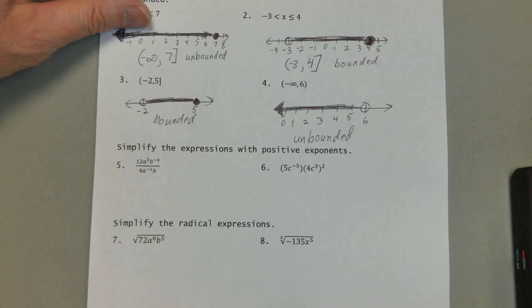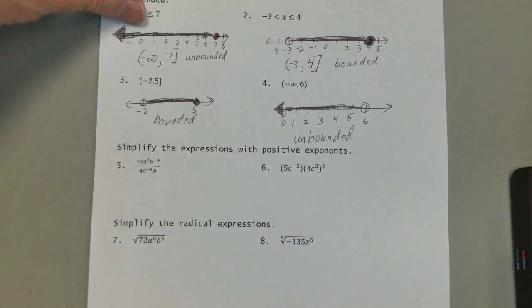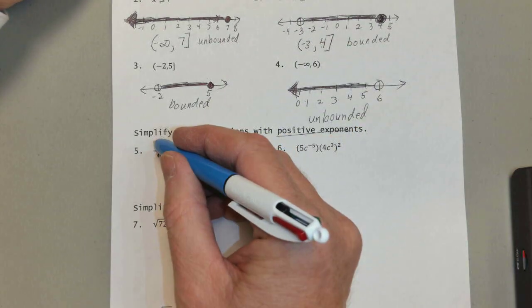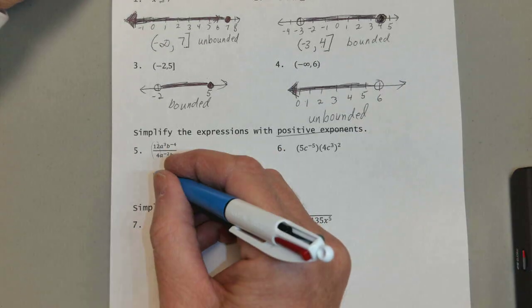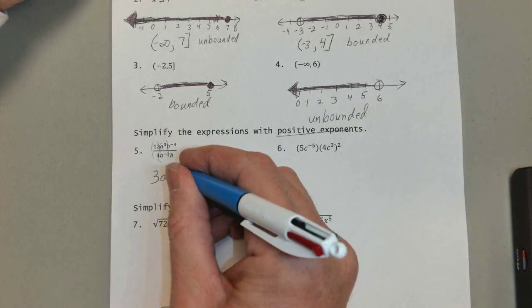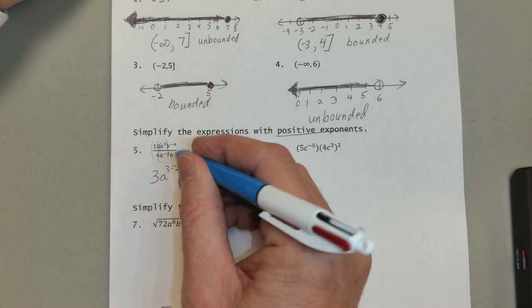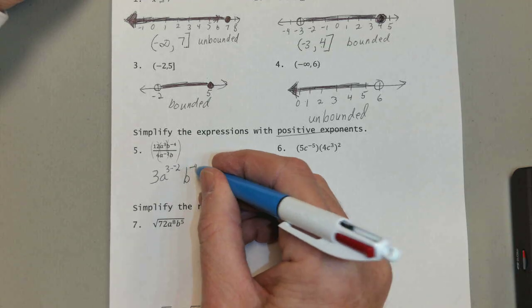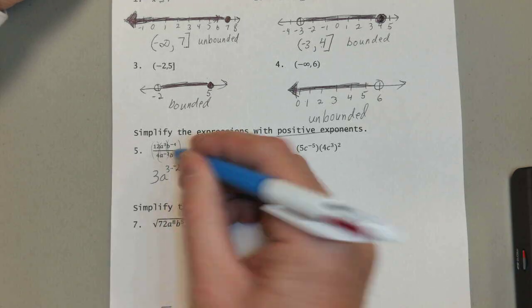Next we have some simplifying to do with exponents. And we want to rewrite so that we have positive exponents. I like to do it in 3 parts. 12 over 4 is 3. A to the 3 minus -2 when it's division. And b to the -4 minus 1. -4 minus 1.